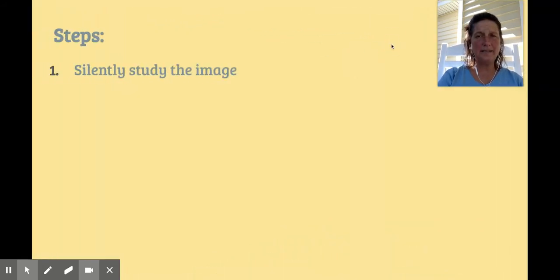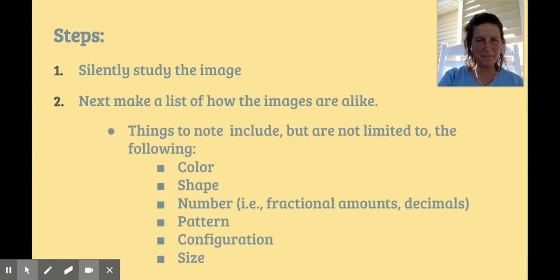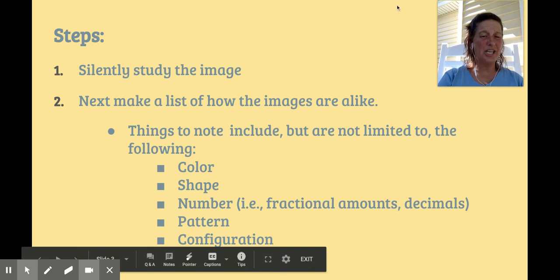So the steps in completing this mathematical routine are, again, silently studying the image. Then, again, in your math notebook, or if we're doing it online, you can use a Google Doc or a slide or scratch paper or your math notebook. You make a list of how the 2 images that you're looking at are alike. Things to note are color, shape, number, can be fractions, can be whole numbers, can be integers, decimals, patterns, configurations, sizes. Again, these are just some suggestions. Our conversations and our observations are not limited to that.